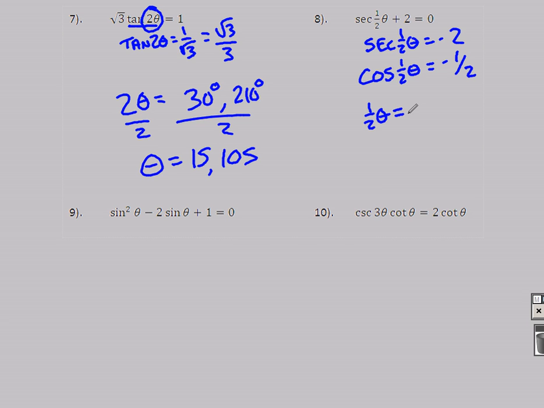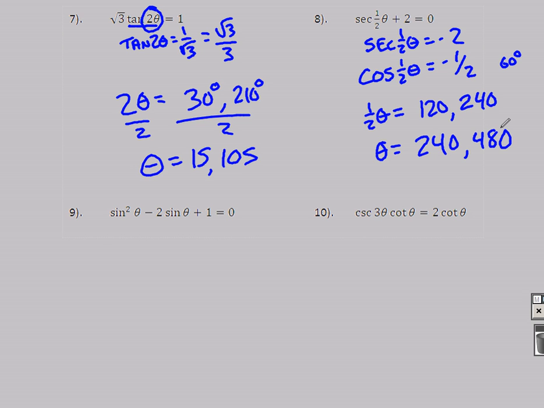When is cosine equal to 1/2? Well, that's at 60 degrees as my reference angle. However, we want negative, so quadrants 2 and quadrant 3. So quadrant 2 is 120, and in quadrant 3 it's 240. So to get theta by itself, I need to multiply these answers by 2, so I'll get 240 and 480 as my answers here.